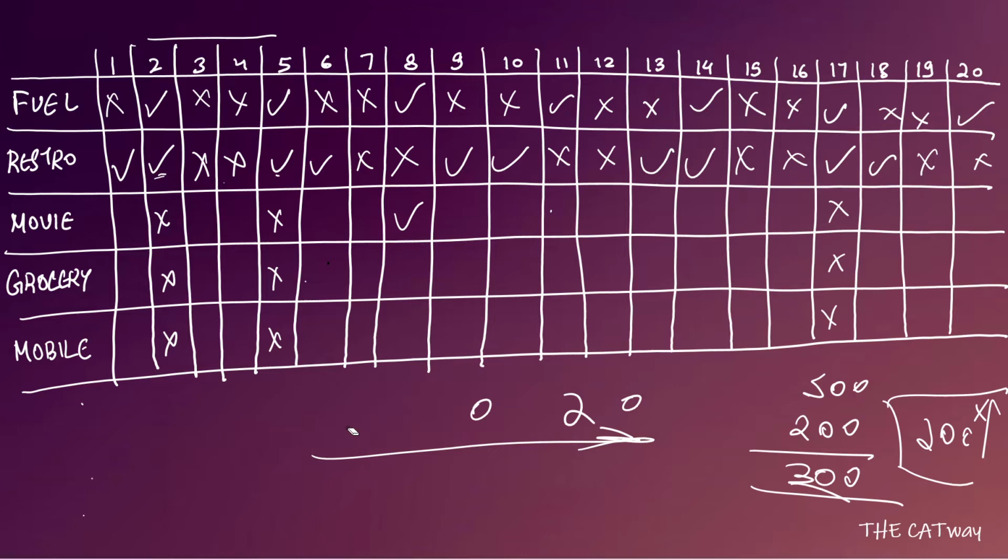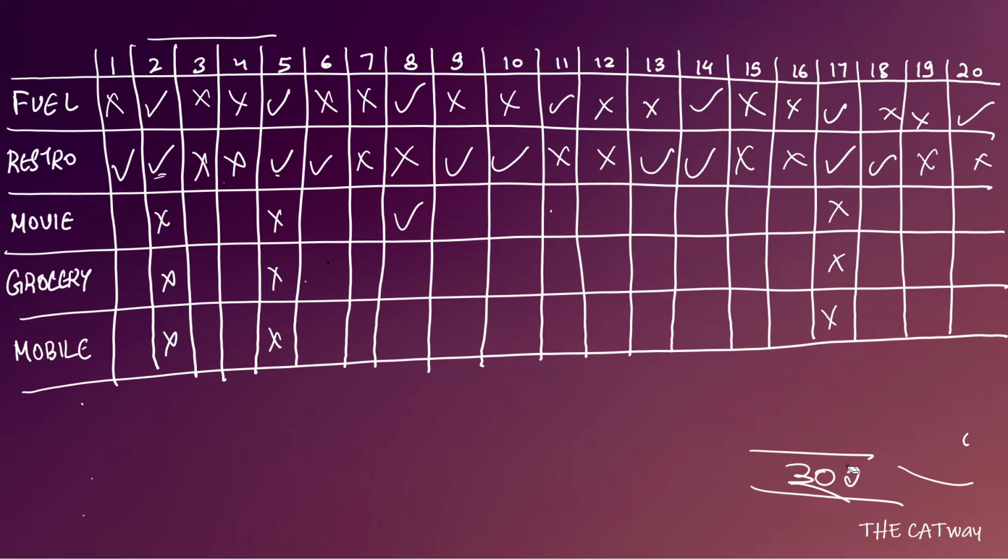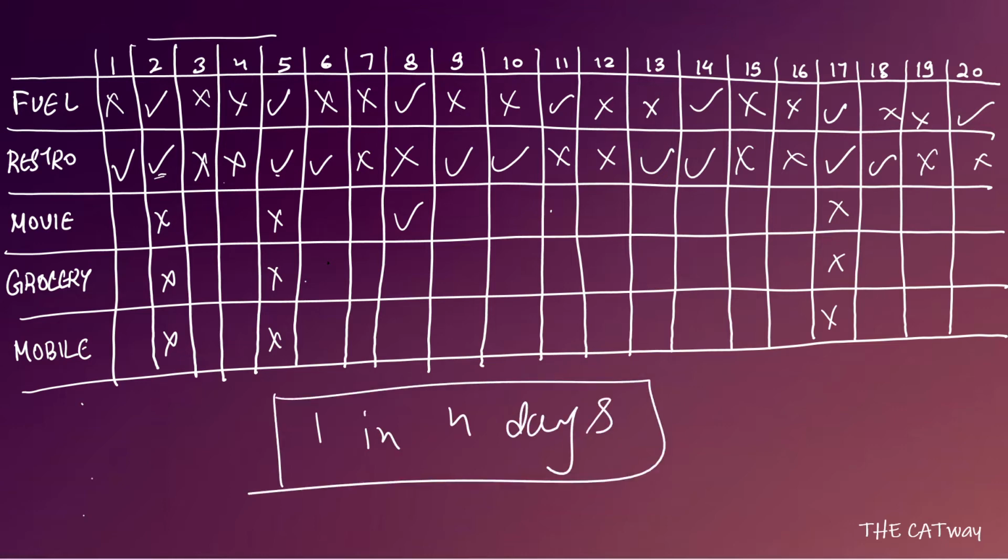Acha, now read what has been said about movies. For movies, it has been said that it is 1 in 4 days. So if it is 1 in 4 days, the pattern it is going to follow is 4, 8, 12, 16 and 20. This is the pattern it will follow. Let's see the reason behind that.